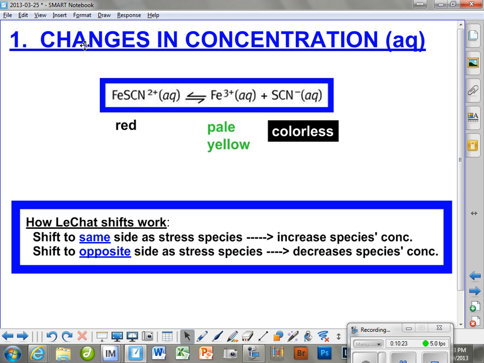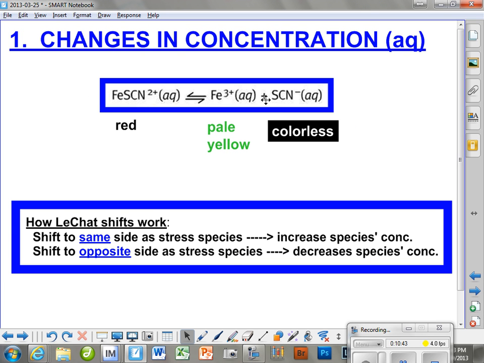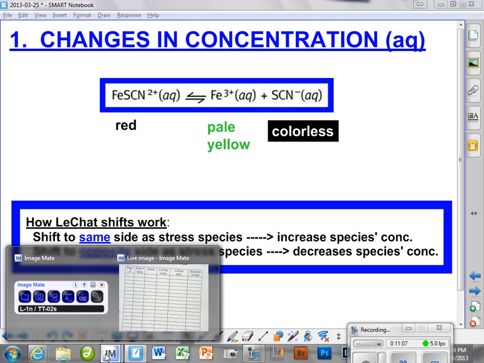And then next, this is kind of a summary of the concentration part of the notes that you just took, and this applies to this screen. Notice I have them both in blue. So, this one was colorless, this one is pale yellow, and this one is red. And the shifts to same and opposite, these are the terms. Did you underline these in your notes? These are the terms that you're going to use in the chart that I gave you in class today, which of course looks like this.